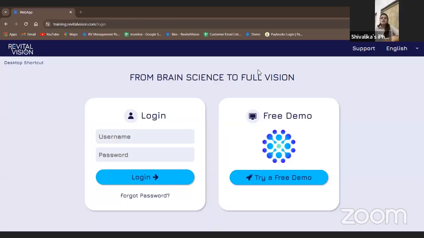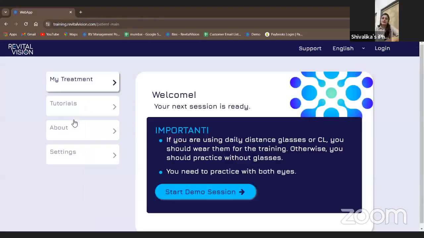Yes, yeah. So you can go on Google Chrome, type in training.revitalvision.com. You can see the web page like this. You can click on try a free demo. Anybody can go ahead and see how the main therapy is going to be, how the therapies are supposed to be. Click on try a free demo.